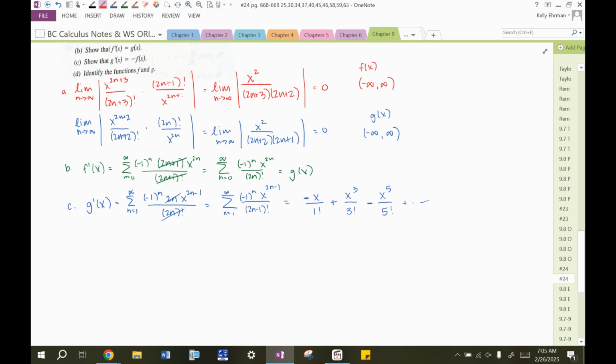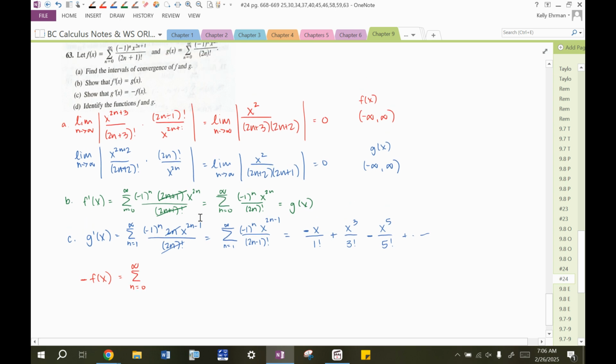And then we're supposed to prove that it's negative f of x, so let's look at negative f of x. That would just be f of x's series, which was, let me scroll this up a bit, this, just having an extra negative 1 multiplied in front of it: negative 1 to the n times x to the 2n plus 1 over 2n plus 1 factorial. So this is really just like negative 1 to the n plus 1, right? So let's generate those terms. This one does say start at 0.